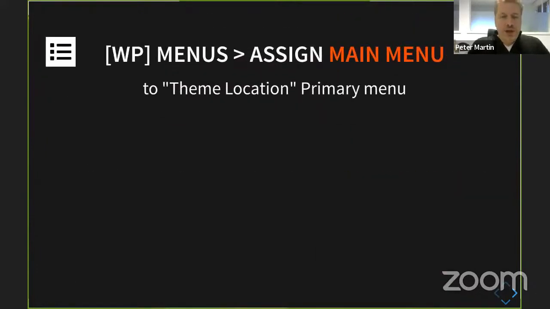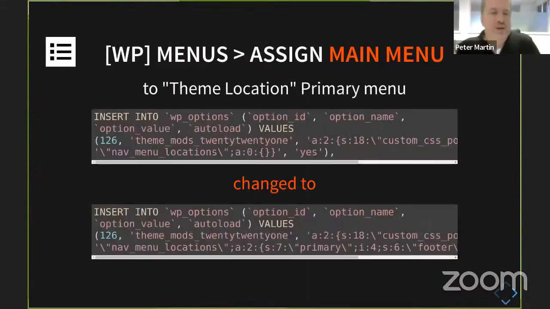We have to assign a menu to a location. In this case, WordPress has a template. It's called a theme. And you can only assign menus to certain parts, right? 1 or 2 parts in the theme. The theme has to support it. So in this case, I assign my menus to a certain part called the primary location.